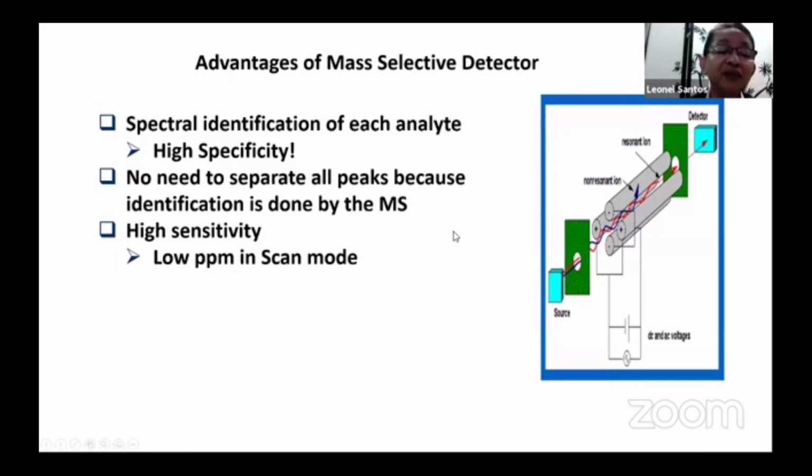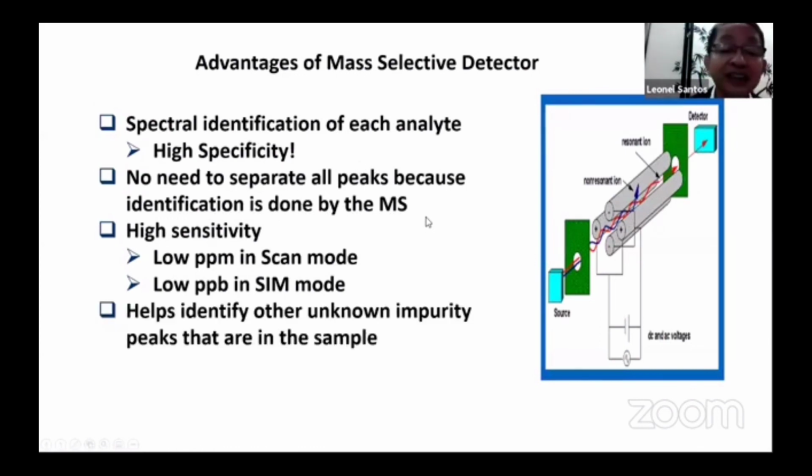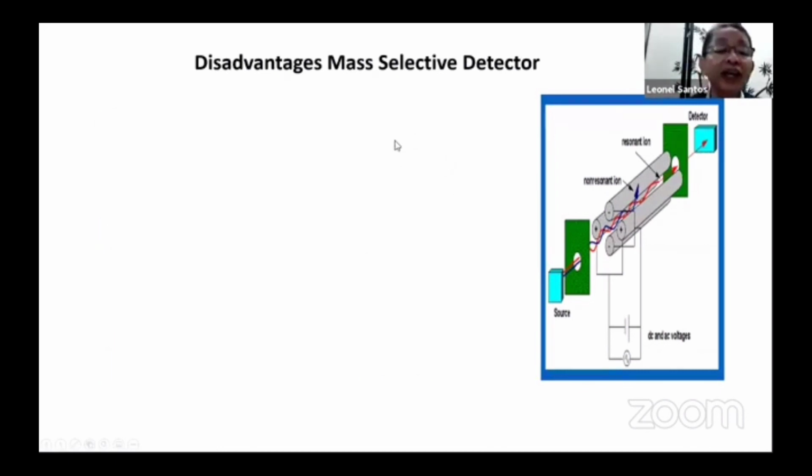good in terms of whether you are using the scan mode. It provides you low ppm and even parts per billion in the SIM mode. And also the peaks are identified because of their masses, so it helps identify other unknown impurity peaks in your sample. So these are the advantages of having a mass selective detector. But you would need an internal standard so that you will have a high precision analysis.